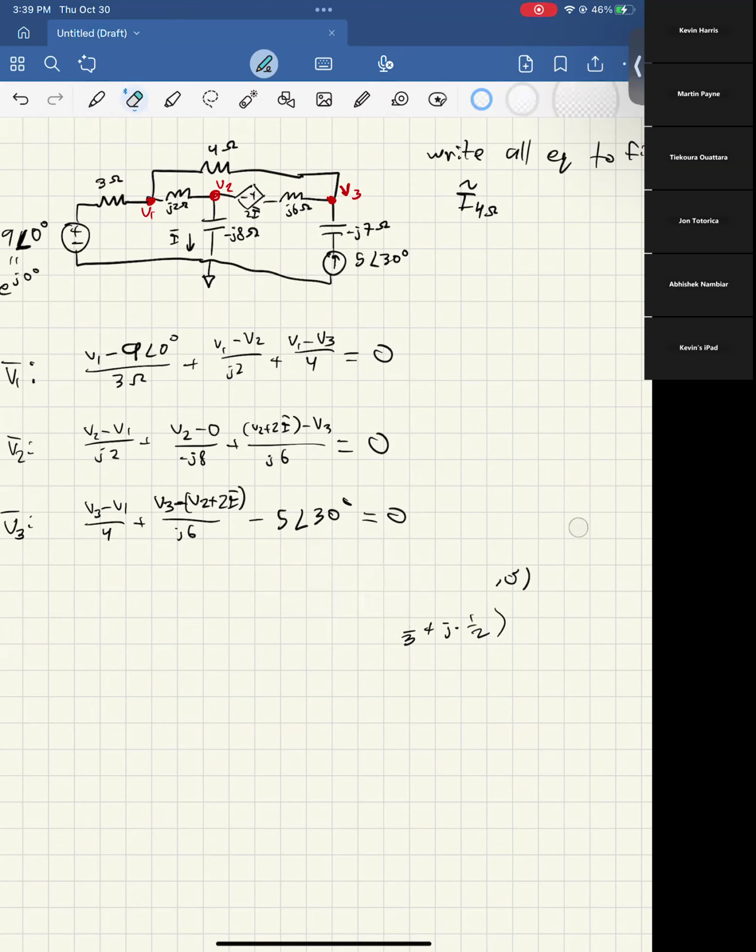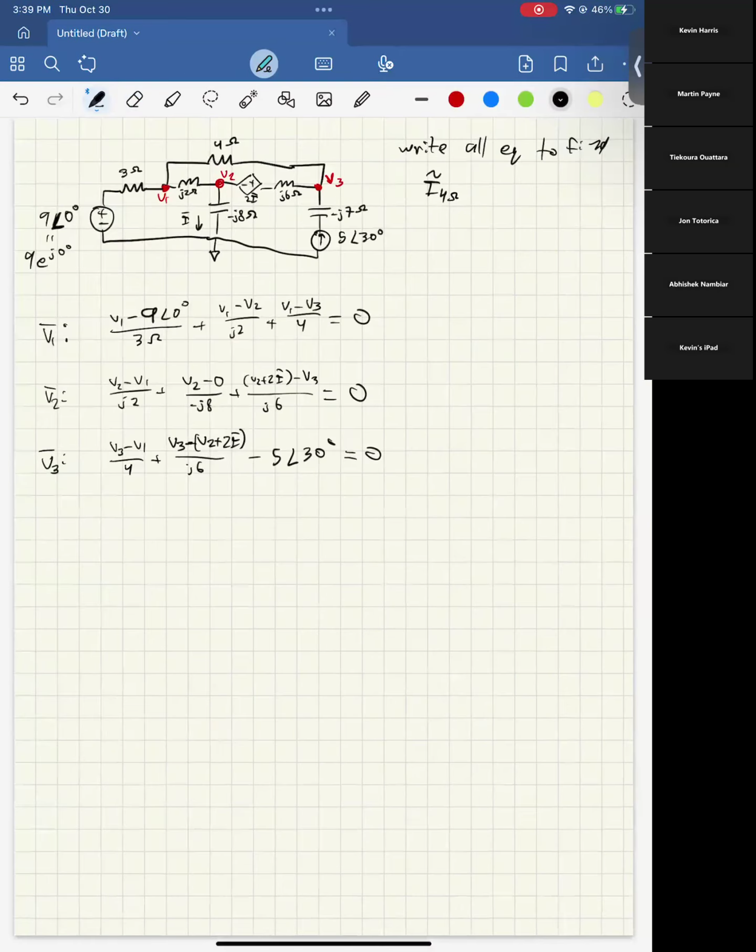But that's not important. I'm not teaching you complex math. Hopefully you guys know that. So we have 3 equations here, and then there's 2 more. We need to say, okay, what is I?